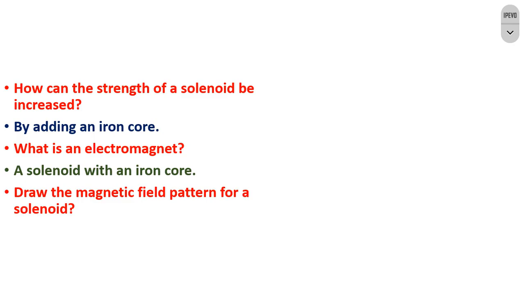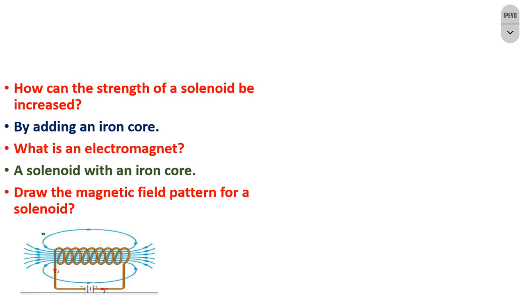Draw the magnetic field pattern for a solenoid. I think we can see one here. You see that it's a coil of wire and you see the magnetic field pattern around it.